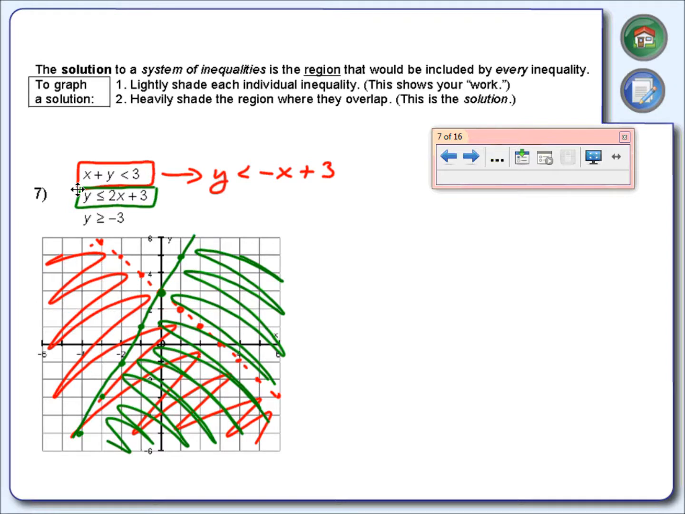That's the second. Now we can't stop there because we do have a third inequality. If you have a third color, use a third color. It shows up a little bit better.